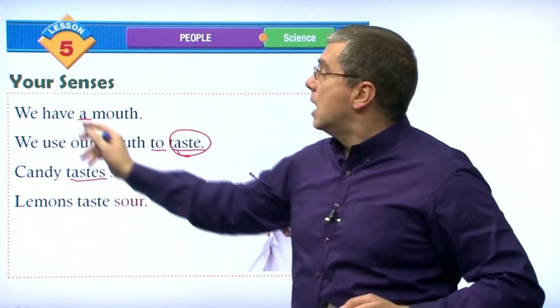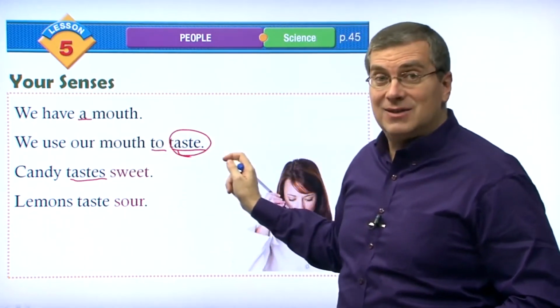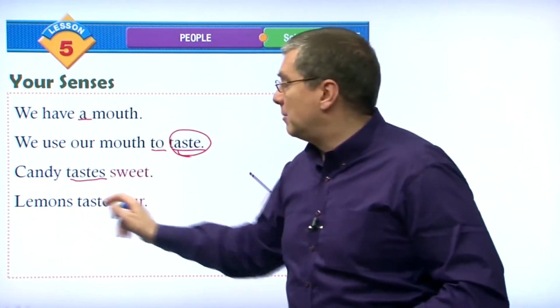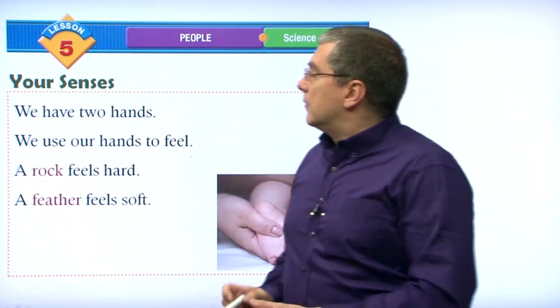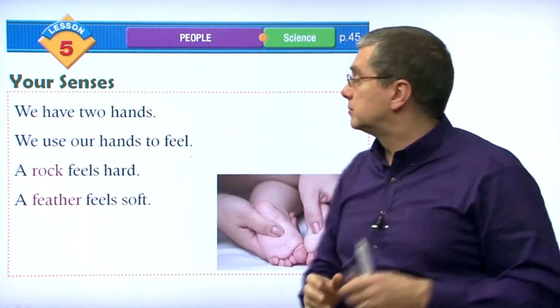Okay, so let's review. We have a mouth. We use our mouth to taste. Candy tastes sweet. Lemons taste sour. Okay. Finally, we have two hands, right? We have two hands. 1, 2.